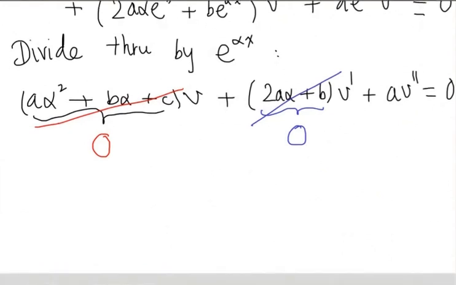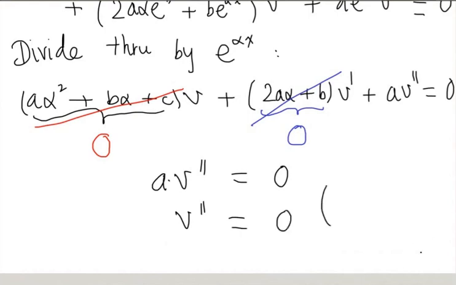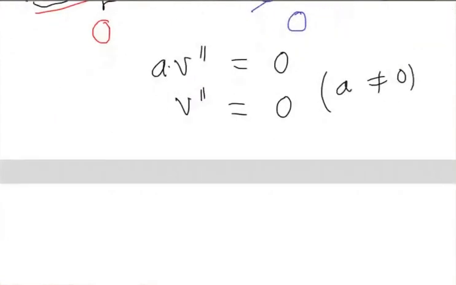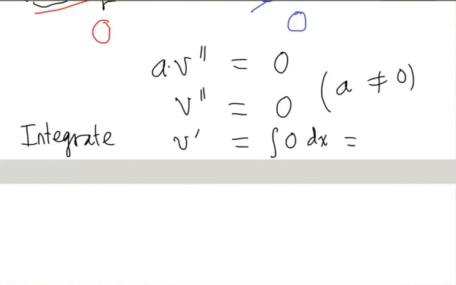So you see that after some long calculation, we have a very simple equation, a times v double prime equals 0. But of course, a is assumed to be non-zero at the beginning. Otherwise, we wouldn't have a second order differential equation. A is different from 0, so we get v double prime equals 0. V is a function of x and its second derivative equals 0. If we integrate one time, we will have v prime equal to the integral of 0 dx. Integral of 0 dx is a constant.